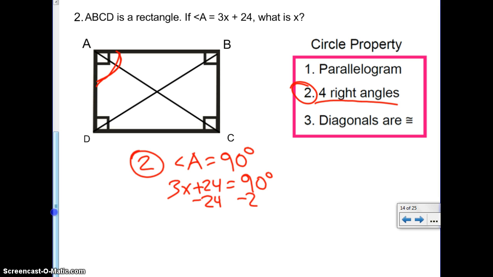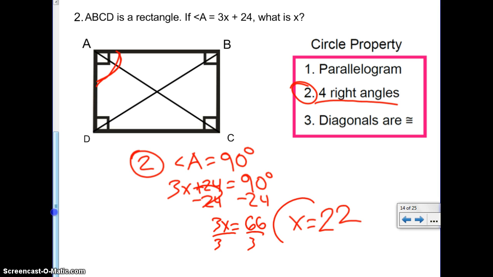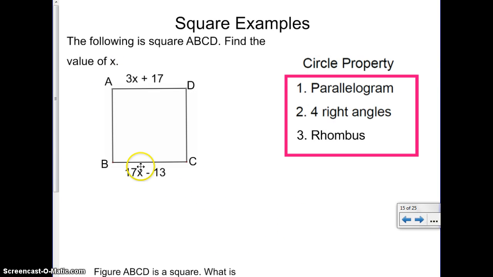So we're going to subtract 24 from each side. We end up with 3x equals 66. Divide both sides by 3. And we get x equals 22. So right there, you're just simply using those properties. Really, those are the only things, is just understanding that the diagonals are equal and that you have 4 right angles, and then going back to all those parallelogram properties. So that's rectangles. Let's see what's going on with squares.